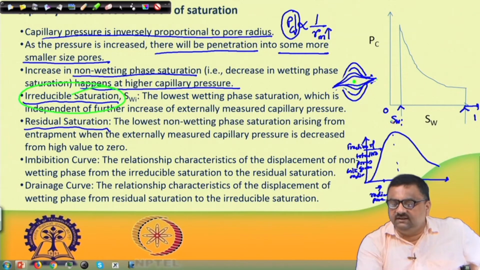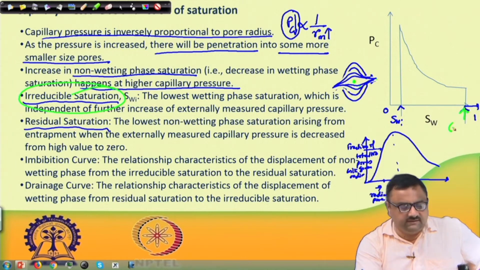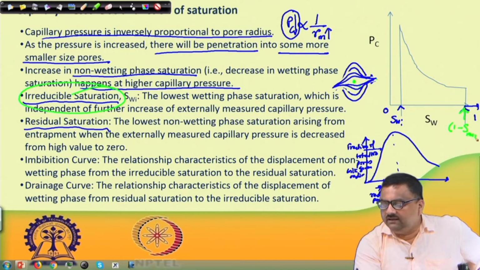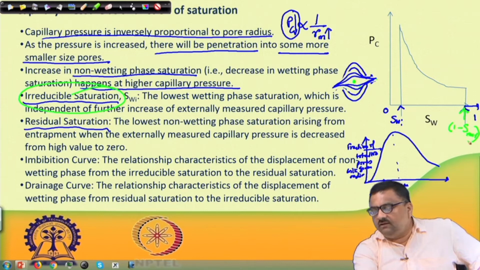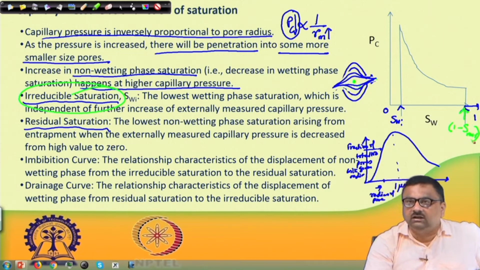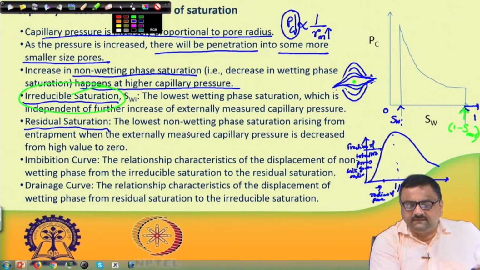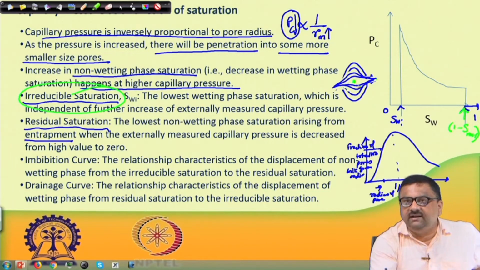So, I have two limits here. Here it is not going all the way to 1, but before that there is a limit, given as 1 minus S. So, if you call this residual saturation S non-wetting residual, SNWR, and this is SWI and 1 minus SNWR, then you can see the residual saturation becomes the lowest non-wetting phase saturation arising from entrapment.